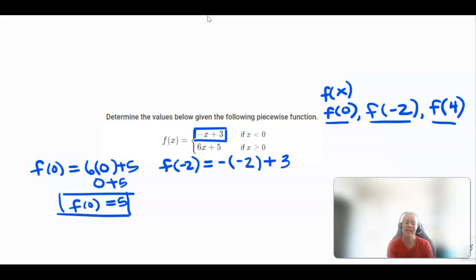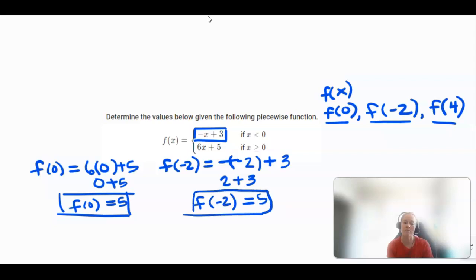Notice that we had a negative in front of that x. So you can see this is why it is essential and so important that you put parentheses around the x value that you're substituting in. So notice I have that negative 2 in parentheses. I also have the negative out front. So negative is going to turn into a positive. So it'll be positive 2 plus 3. So f of negative 2 then equals 5. That's funny. It's kind of a coincidence. Okay, let's do our last one.